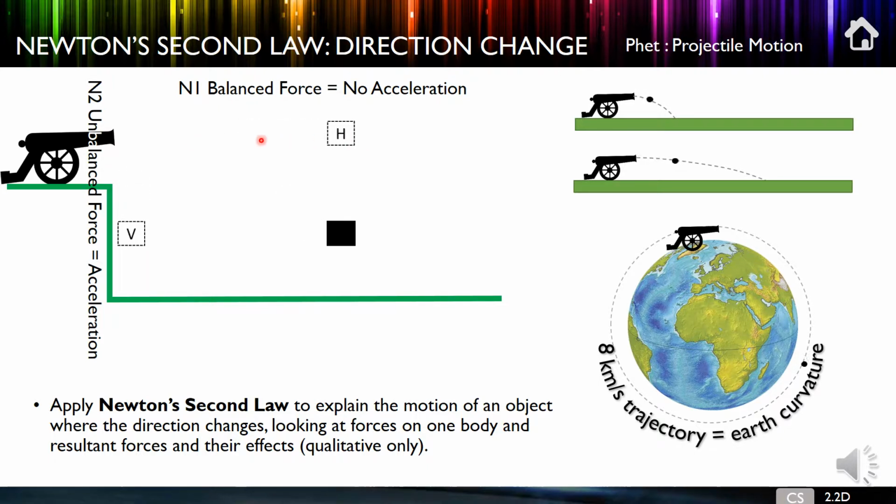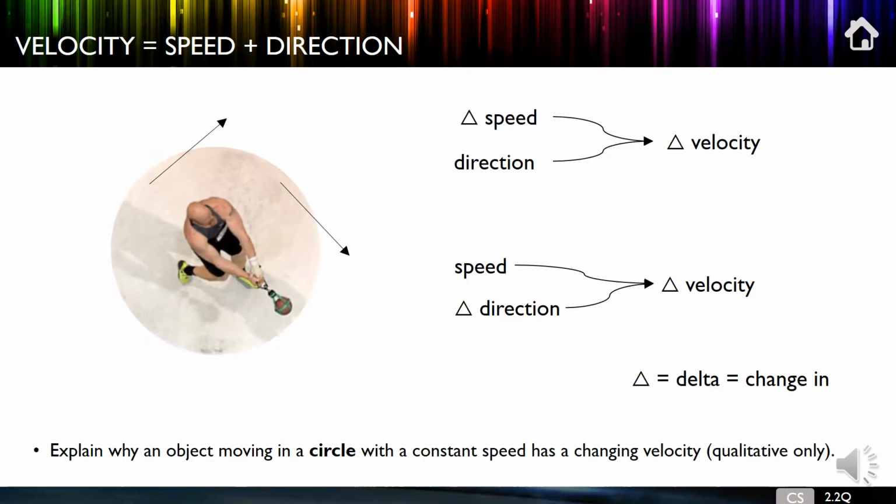Now the horizontal situation is a Newton 1 situation. The forces are balanced, so there's no acceleration. But downwards it's unbalanced. It's Newton 2, because weight is pulling it downwards, the effect of gravity, and we're ignoring air resistance, by the way, on the horizontal. Now the faster you fire this, the more gentle the curve will be, and eventually the curve will match the curvature of the Earth, and we call that an orbit.